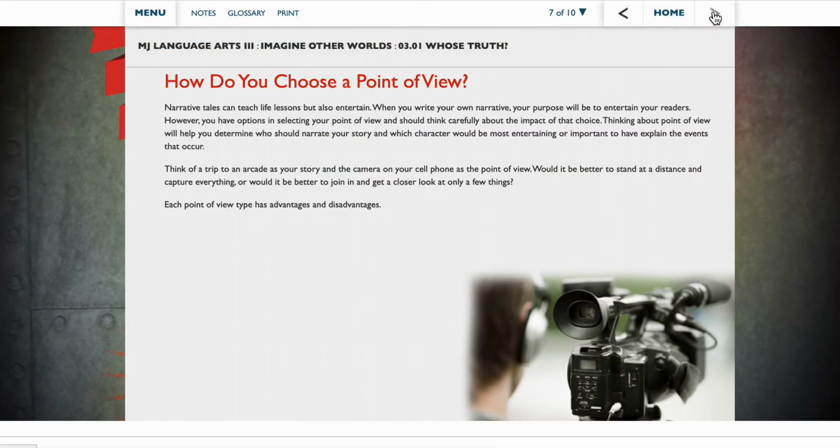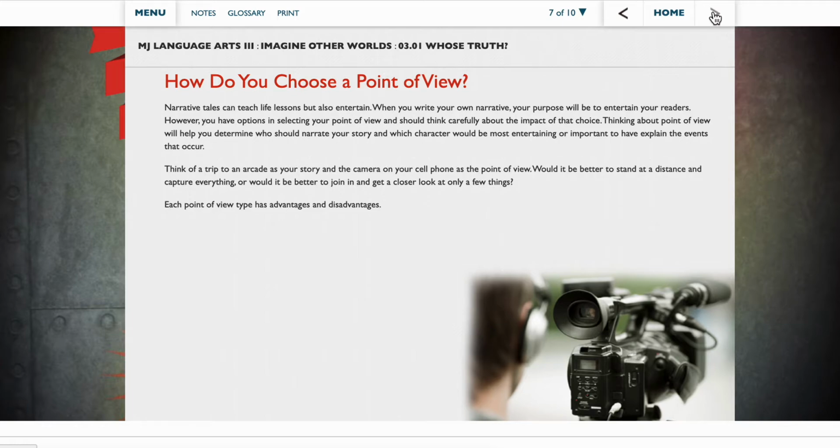How do you choose a viewpoint? Narrative tales can teach life lessons, but also entertain. When you write your own narrative, your purpose will be to entertain your readers. However, you have options in selecting your point of view and should think carefully about the impact of that choice.